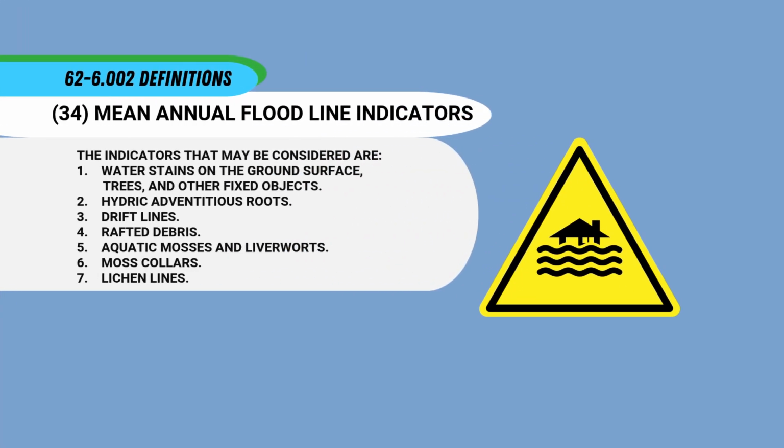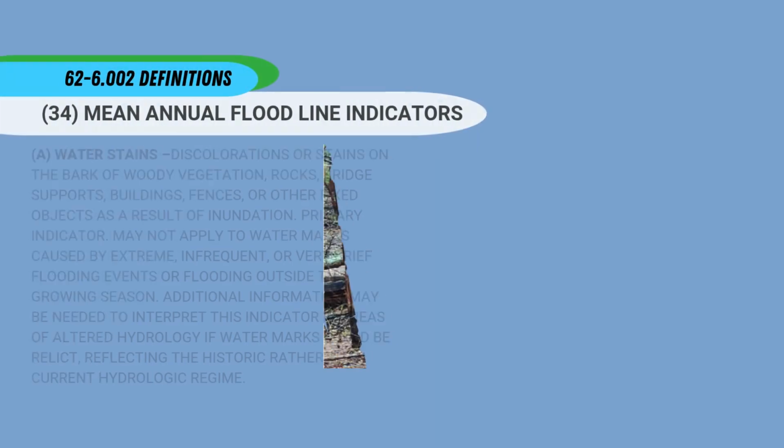Mean annual floodline indicators. The indicators that may be considered are: 1. Water stains on the ground surface, trees, and other fixed objects. 2. Hydric adventitious roots. 3. Drift lines. 4. Rafted debris. 5. Aquatic mosses and liverworts. 6. Moss collars. And 7. Lichen lines.